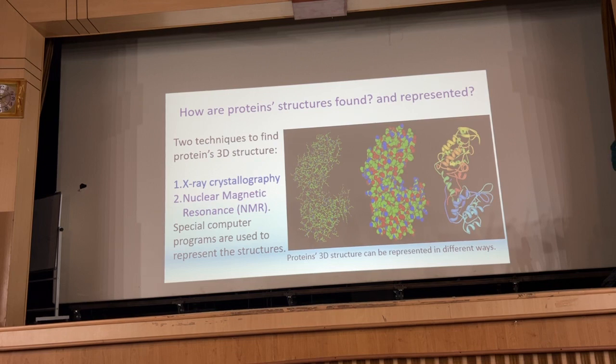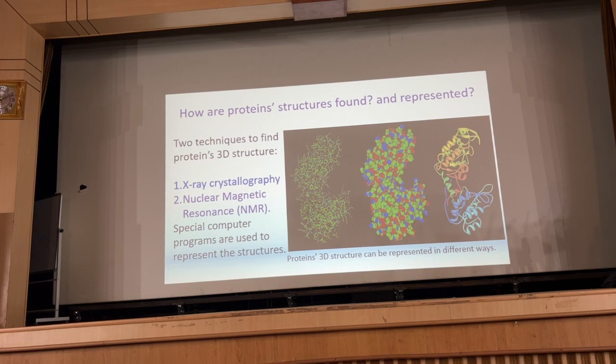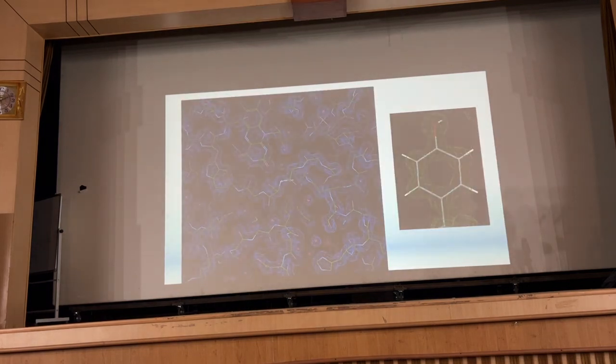It's very complicated. In the case of X-ray crystallography, this is my specialty. You have to make the protein, that specific protein, you have to purify it, you have to make it into crystals, and then you expose it to an X-ray machine, and then you take the diffraction data, and you use many computer programs to analyze it mathematically. What you get at the end is something called an electron map.